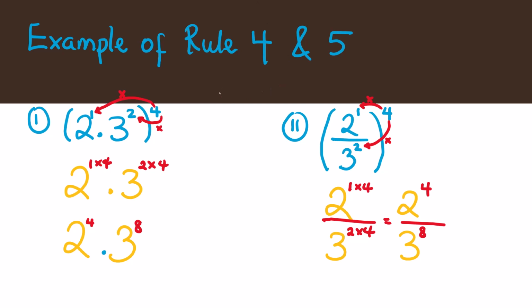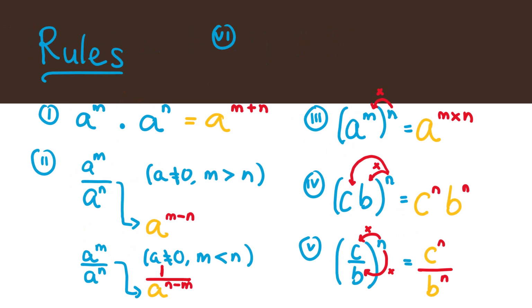Now we're going to look at some honorable mentions that you should take note of when it comes to exponents. Honorable mention number 1 is that when you have any base, in this case a, with an exponent of 0, our answer is always going to be equal to 1.